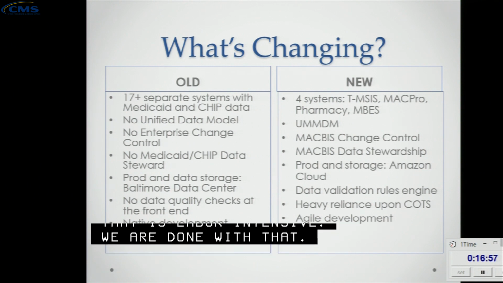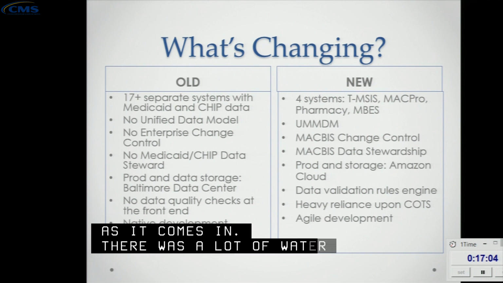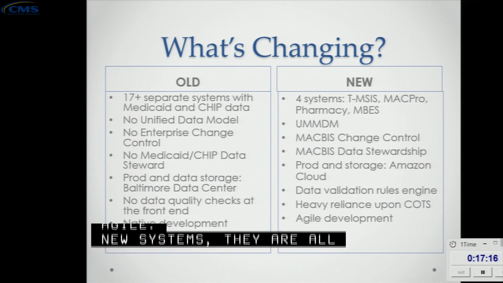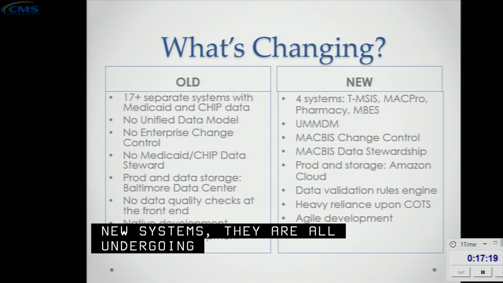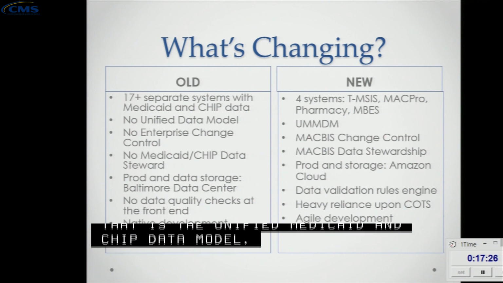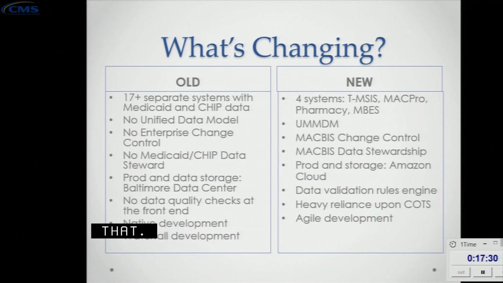And there was a lot of native and waterfall development, and you're going to hear hopefully a lot from my colleagues later this afternoon about Agile. New systems, TMSys, MacPro, Pharmacy, and MBES, which is our financial system, are all undergoing or plan to undergo some sort of system redesign. That should say CDM, which is the Unified Medicaid and CHIP data model. We're spending a lot of time working on that and talking to states now about it. States are, of course, running these same programs and are very interested in how we're developing our data model so they could remain allegiant to it also.